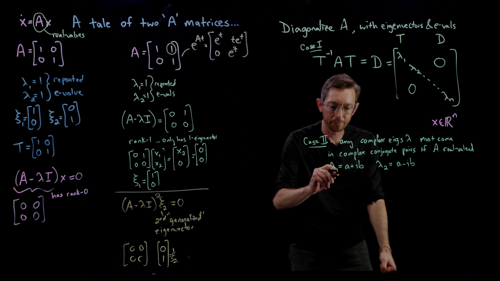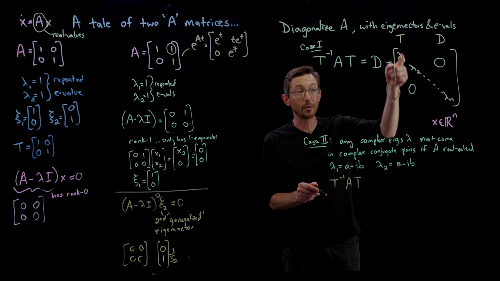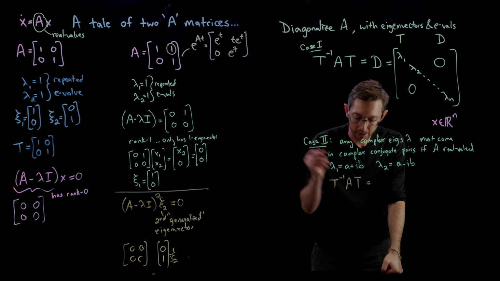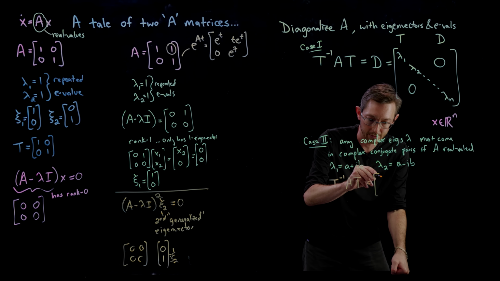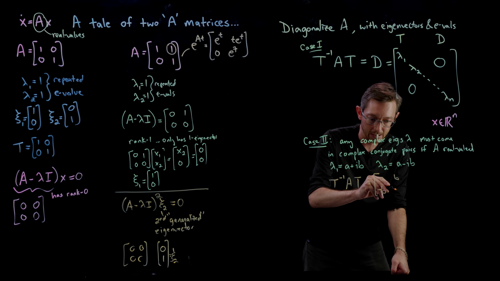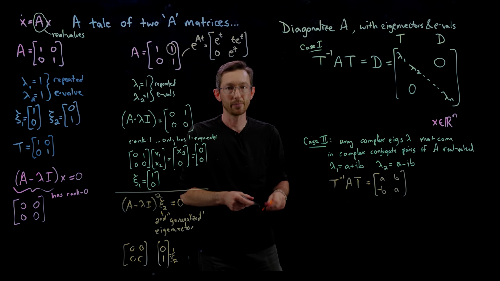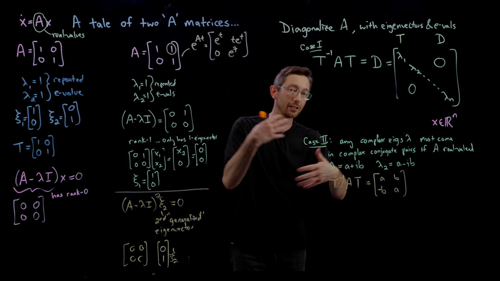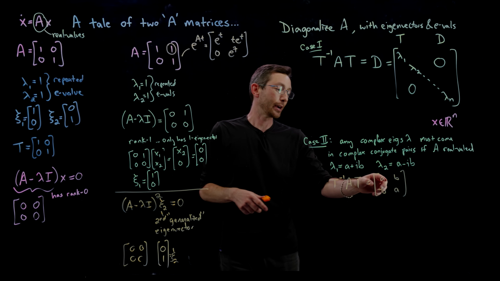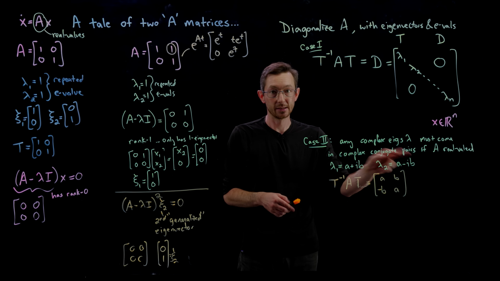In that case, T inverse AT is again not going to be perfectly diagonal, but it is going to equal a block that looks nice. This a, b, minus b, a, I bet, is what that is going to be. So if I have these complex conjugate pair eigenvalues, then instead of diagonalizing my A matrix, I can write it in a form that has this structure here. And these are going to have those eigenvalues that I wrote down.